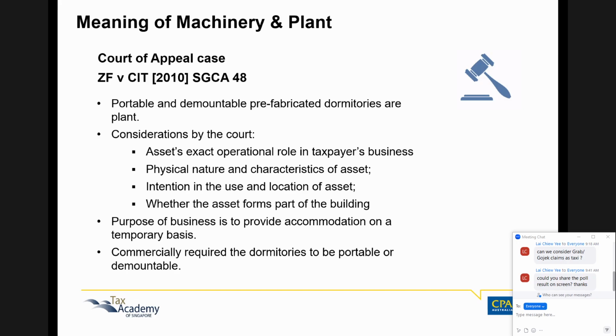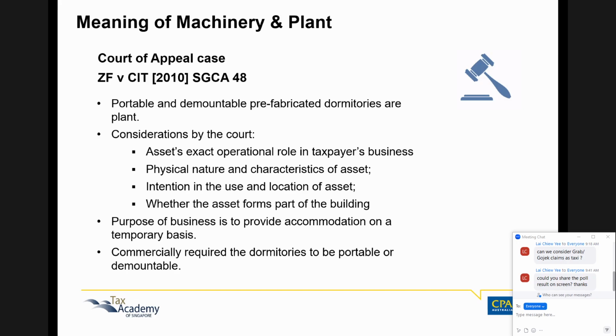They will look at the asset's exact operational role in the taxpayer's business. What is the physical nature and characteristics of an asset? So what is the use? Then the location of the asset, and whether the asset forms part of the building. In this case, although the asset is part of the building, the dormitories themselves are supposed to be dismantled and moved to another place as and when necessary. So this is part of the company's business also.